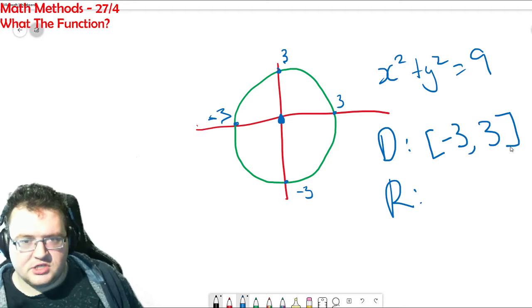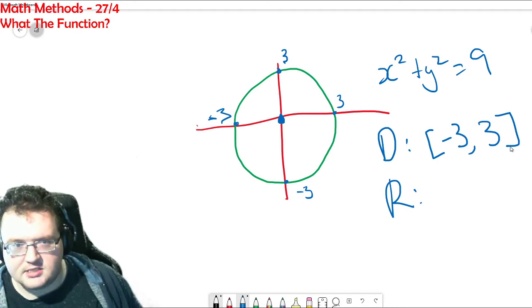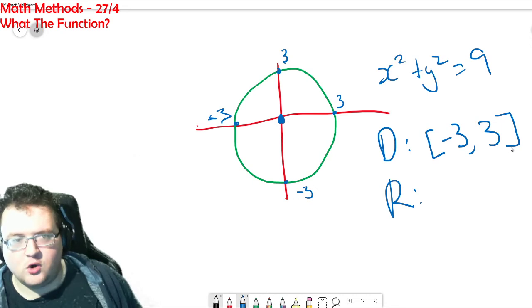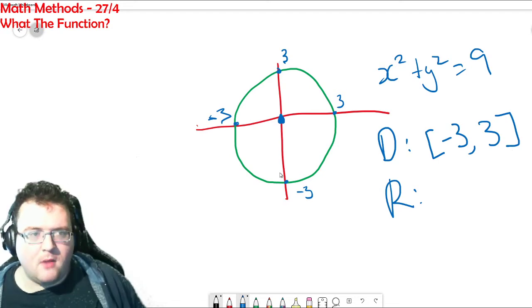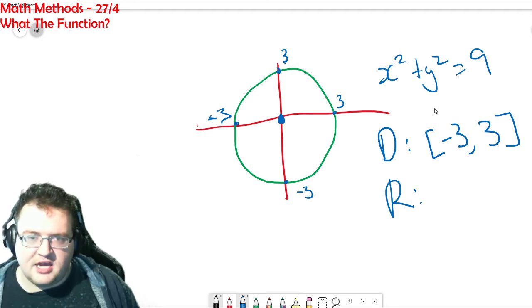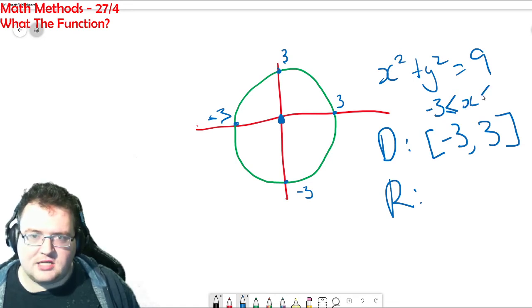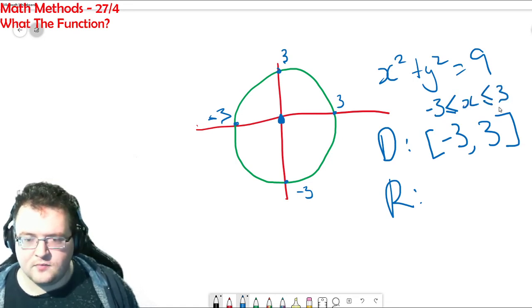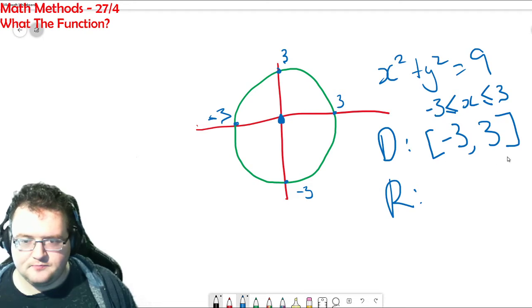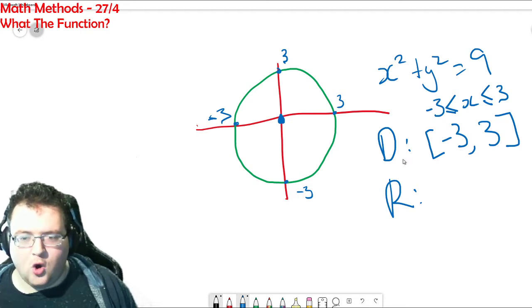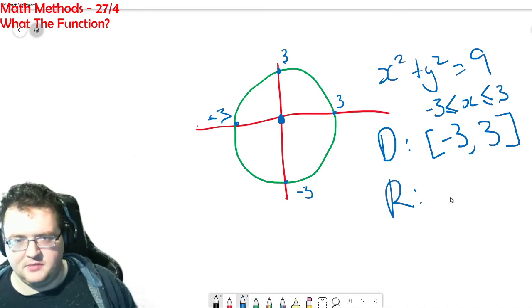Now, you can either use square brackets or curved brackets. Square brackets are for when your equation goes up to and including that number. So what you might have used to have used is, instead of saying this, you might have said, minus 3 is less than or equal to x, which is less than or equal to 3. So instead of writing it like this, we are now writing it like this. So the domain is all numbers between minus 3 and 3, including those extreme numbers.